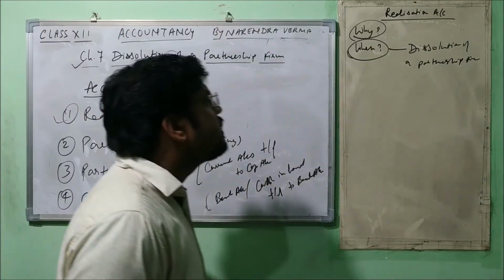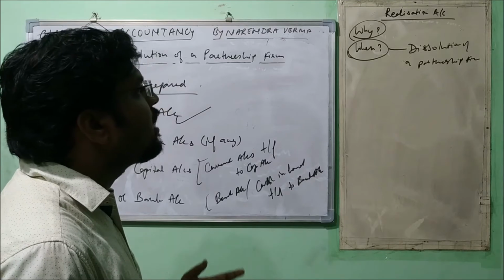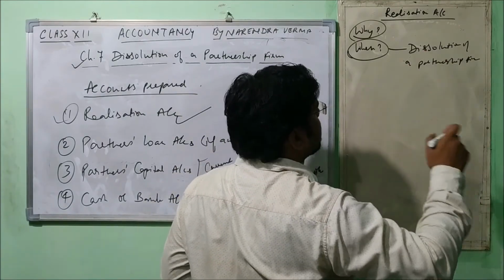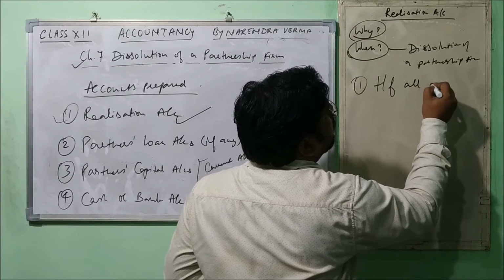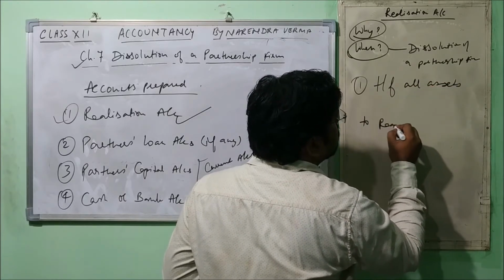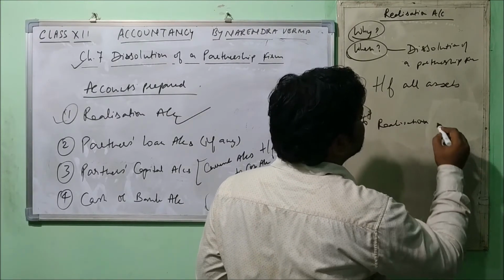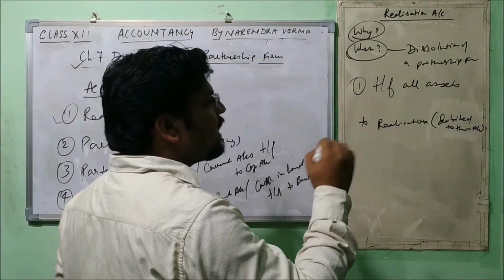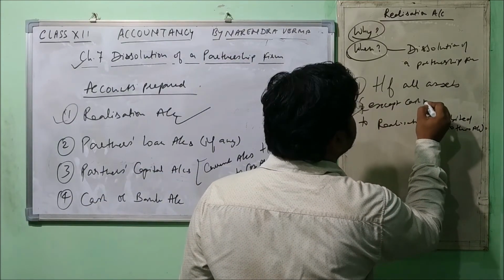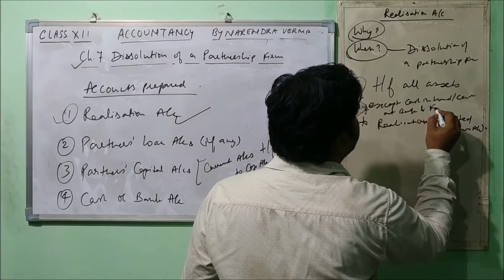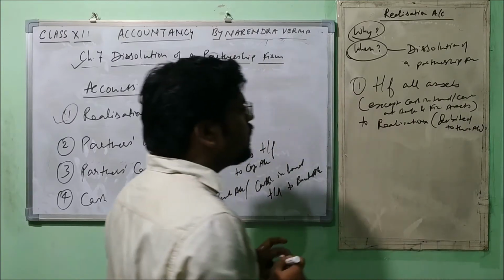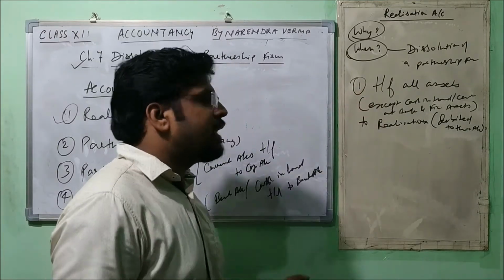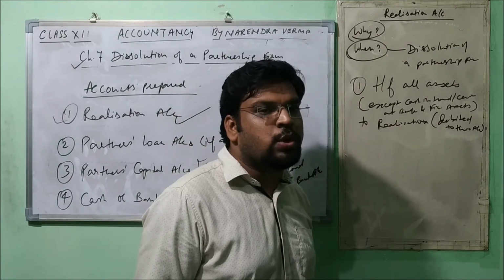Now let's understand more details about the realization account, how the entries are passed in this. Very first, when we come to know that dissolution of a partnership firm is taking place, then we need to transfer all assets to realization account. And how is this done? All assets are debited to this account. But remember, except cash in hand, cash at bank, and fictitious assets. All other assets, whether tangible, intangible, current, fixed, are transferred to realization account.